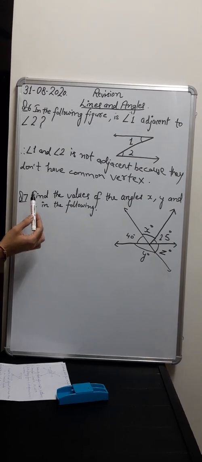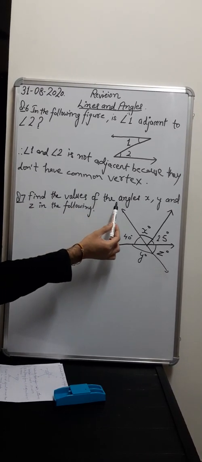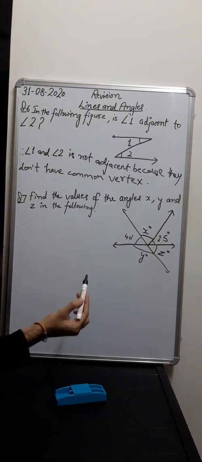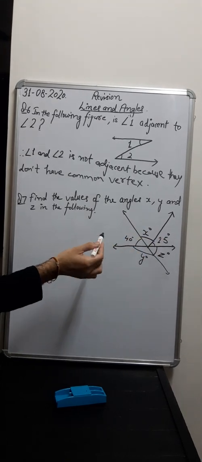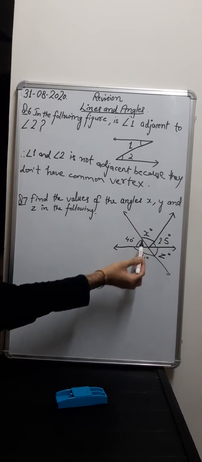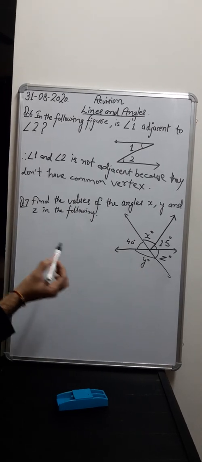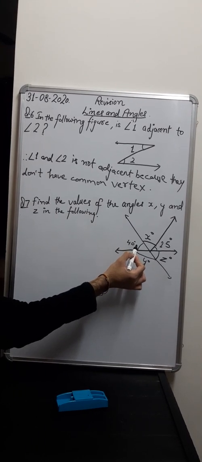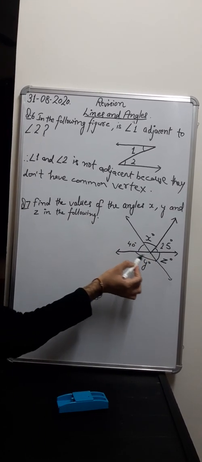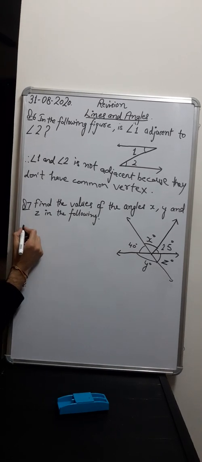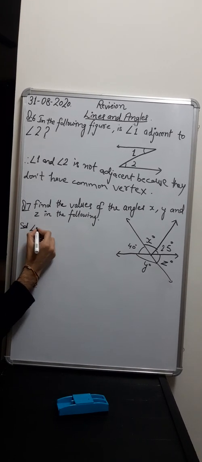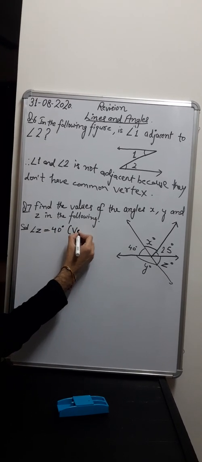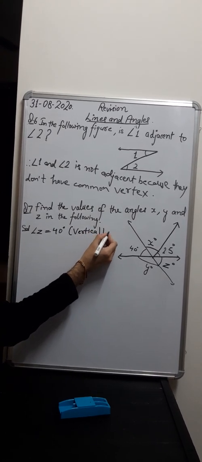Now question number 7: find the values of the angles x, y, and z in the following figure. Here we have been asked to find the values of x degrees, y degrees, and z degrees. First, we can see that 40 degrees and angle z are opposite to each other. So we can say that in the solution, angle z will be equal to 40 degrees. Why? Because of vertically opposite angles.